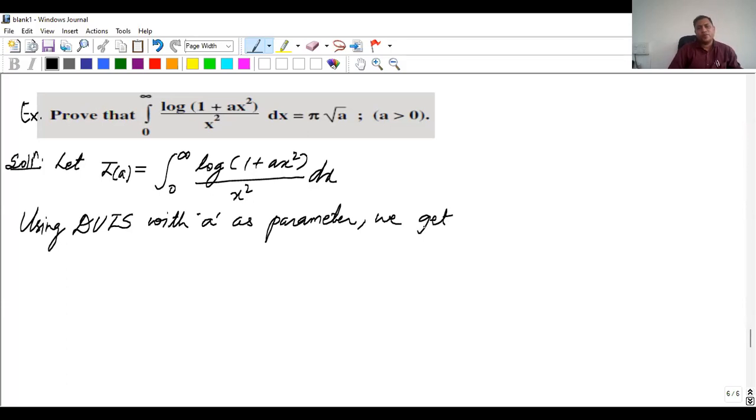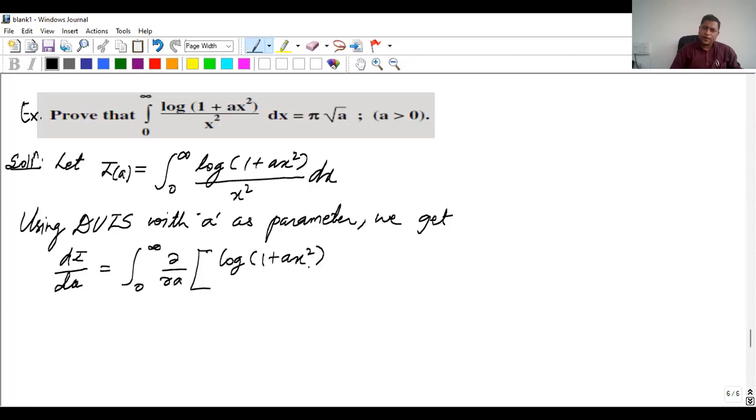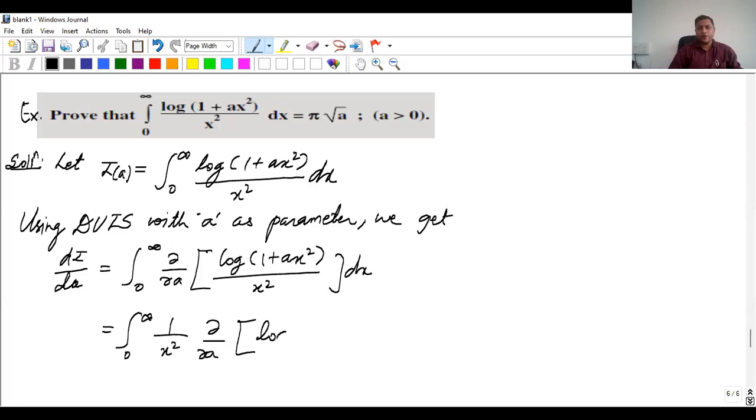So what we are able to get, dI/dA is equal to the integral from 0 to infinity of ∂/∂A of log(1 + Ax²) upon x², dx. 1/x² is going to be constant, so we have ∂/∂A of the term log(1 + Ax²) dx.